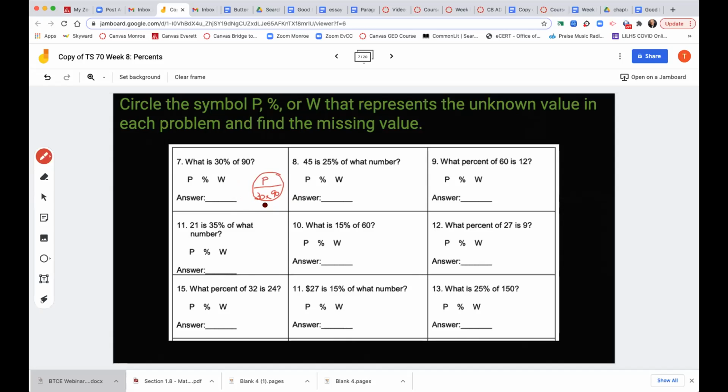So if I multiply 0.30 times 90, well, how's that? I got kind of loud there when I got close to my microphone. I should know this in my head, but 0.30 times 90 is 27. So that's how I would do that, 27. And that's using this method of the percent circle.